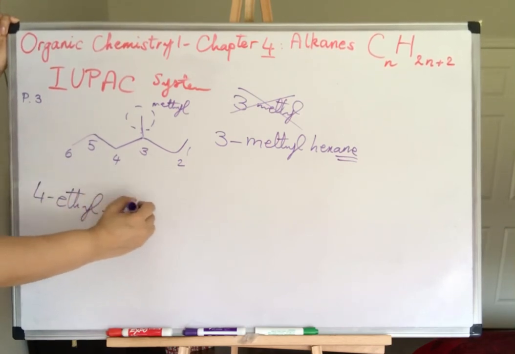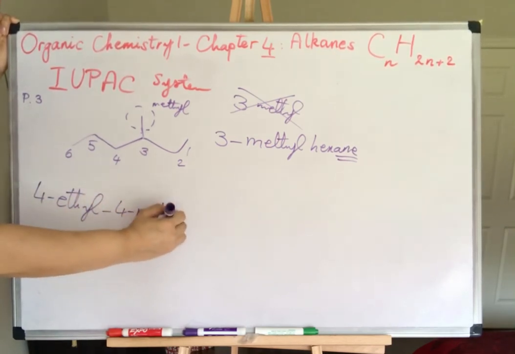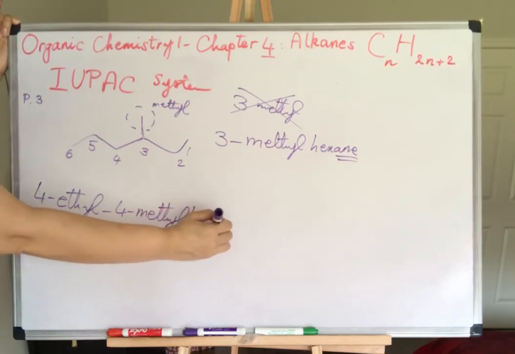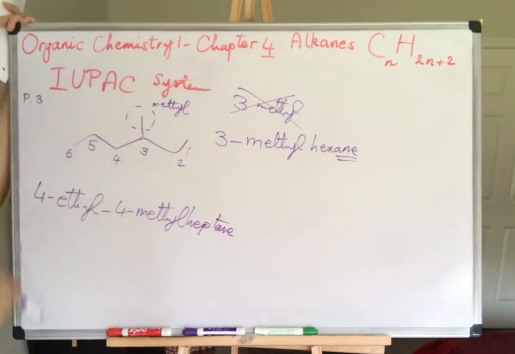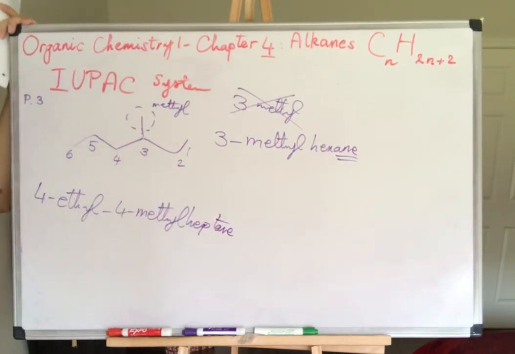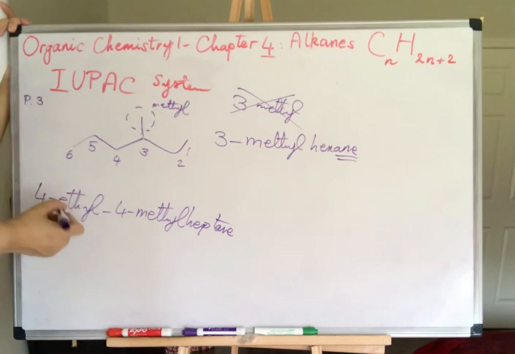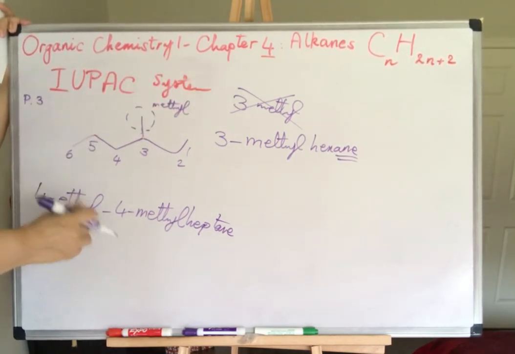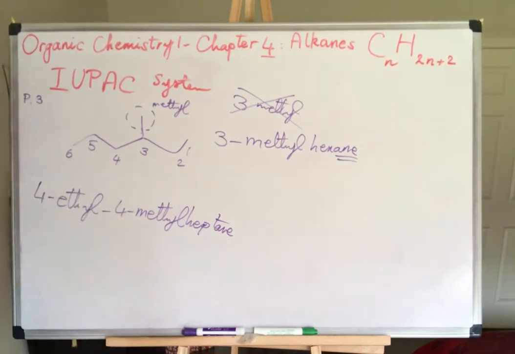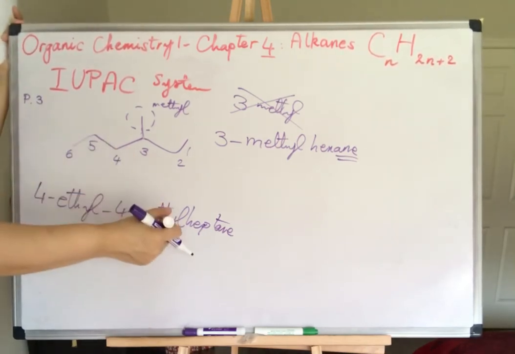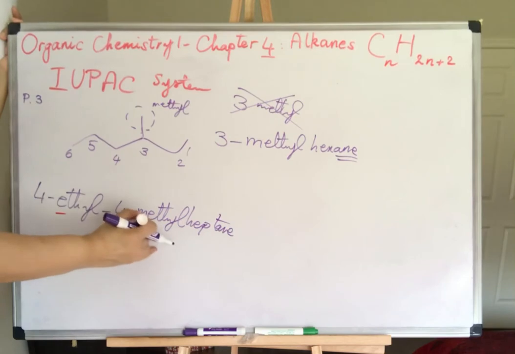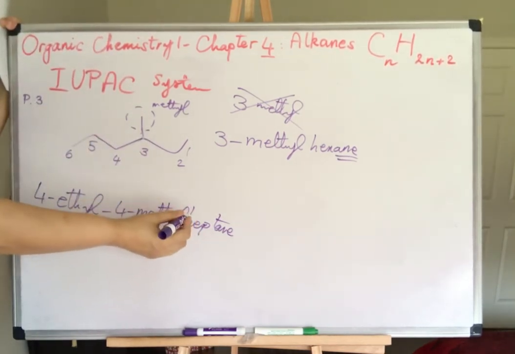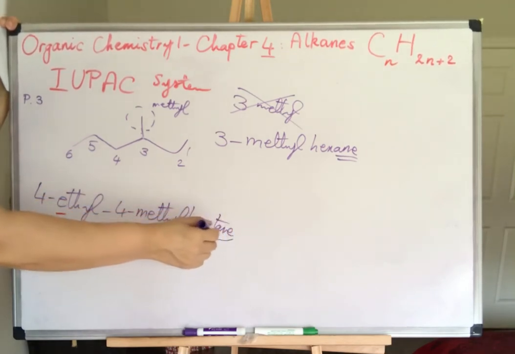4-ethyl, 4-methyl heptane. So in this name you will see more than one branch. And when you have more than one branch, this one was very simple, you have to bring their names alphabetically. E comes before M. So when you go from name to the formula, go backwards.